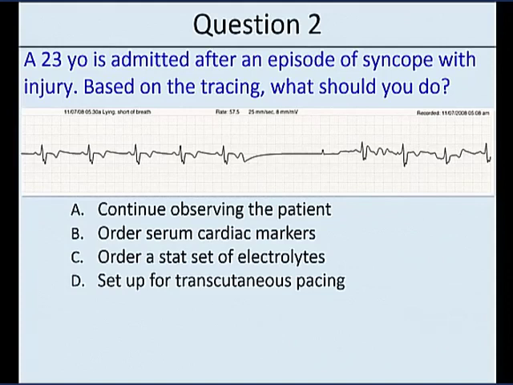This is not a clue as to anything that's going on with them. Getting cardiac markers has no relevance in a situation like this. Stat electrolytes: if they had hyperkalemia here, they probably had it here and here as well, so that's probably not going to be relevant, and transcutaneous pacing has no role here.